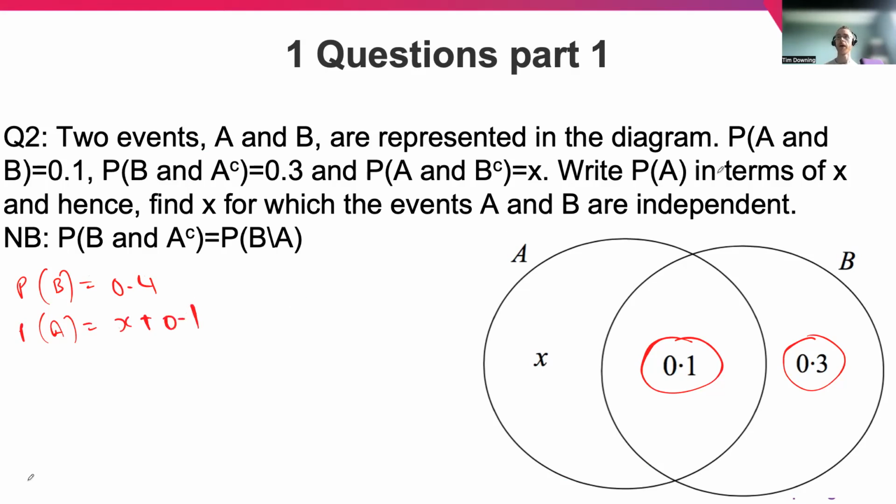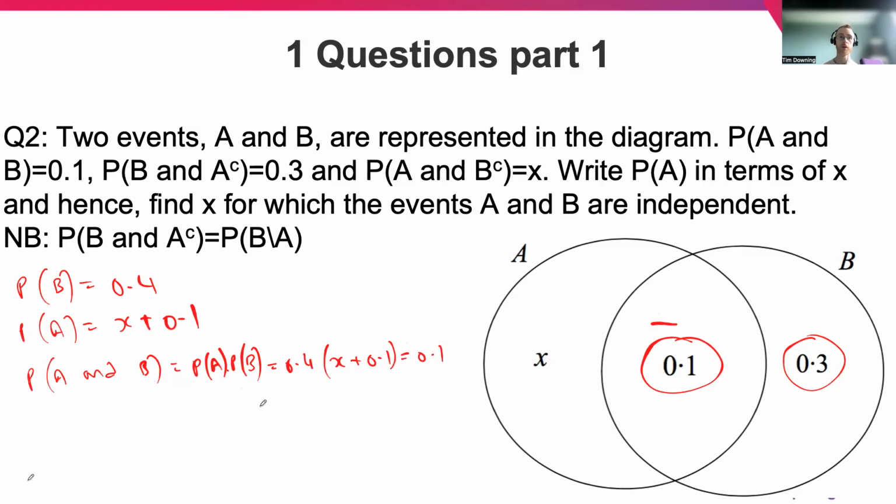We're asked for the probability of A in terms of X, and hence find the value for which the events A and B are independent. So that means the probability of A and B is equal to the probability of A by the probability of B, which is equal to 0.4 by X plus 0.1. So what we can do is therefore work this out, that the probability of A and B is already given here. It's given as 0.1. So therefore we just need to solve this equation.